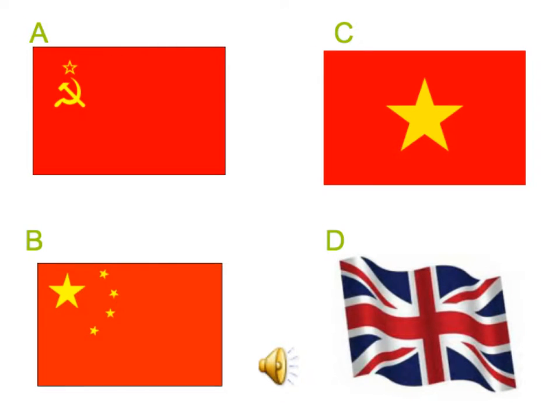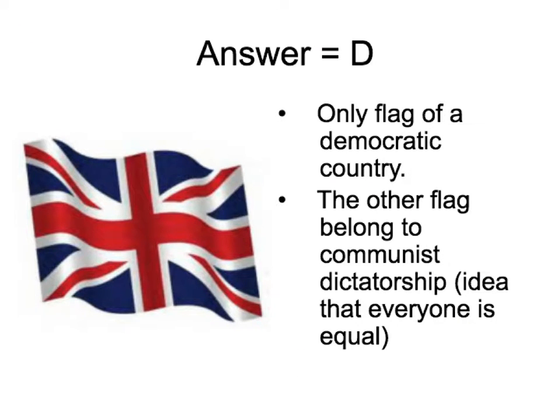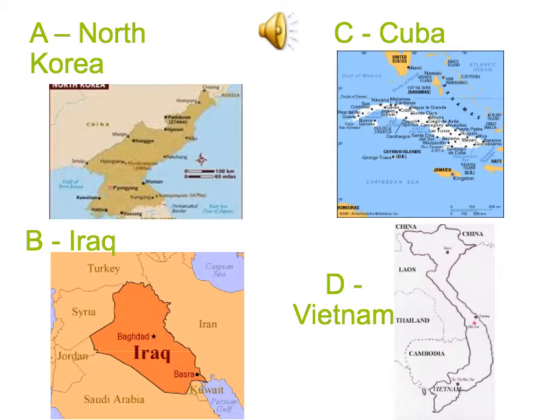And then we have four flags, which is the odd one out: the Soviet Union, Vietnam, China, and the United Kingdom. Which one is the odd one out? It's the United Kingdom. Only one there that is a democracy. All the other three are not.